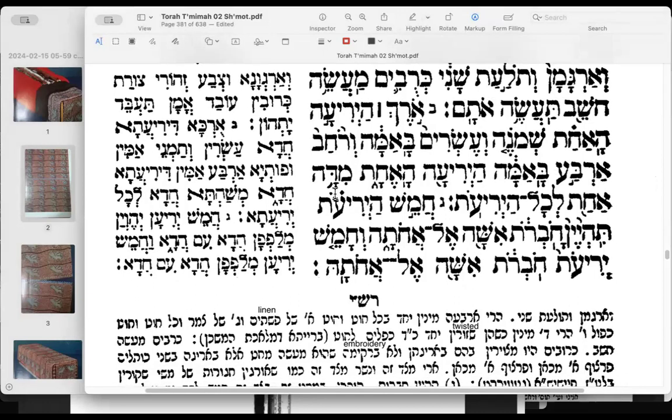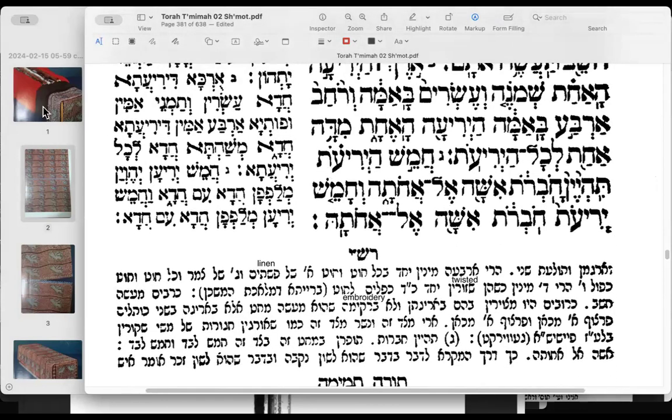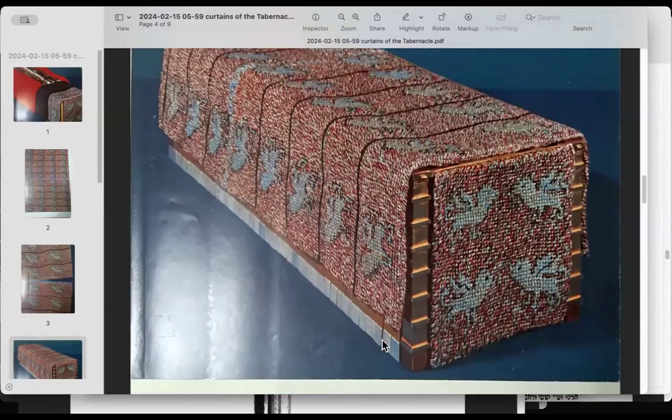Let's take a look. Mida achat lachol ha'yiriyot. Each curtain should measure exactly the same. There's just one measurement for each of the curtains. So I'll go to this picture, although we'll get better pictures at another time. Actually, this will show it pretty well. Let me show you this. So you see how they're hanging, right?